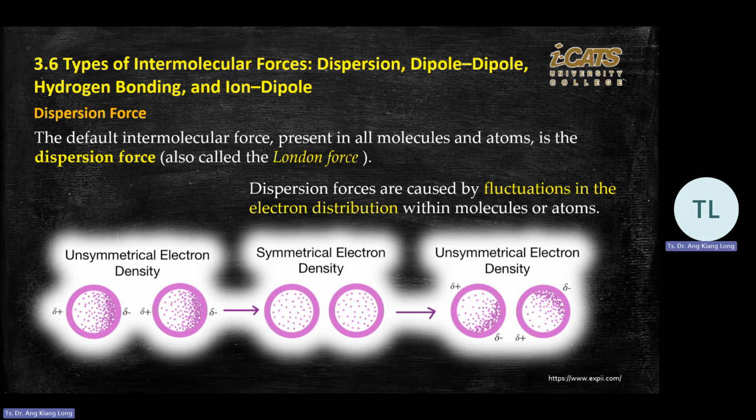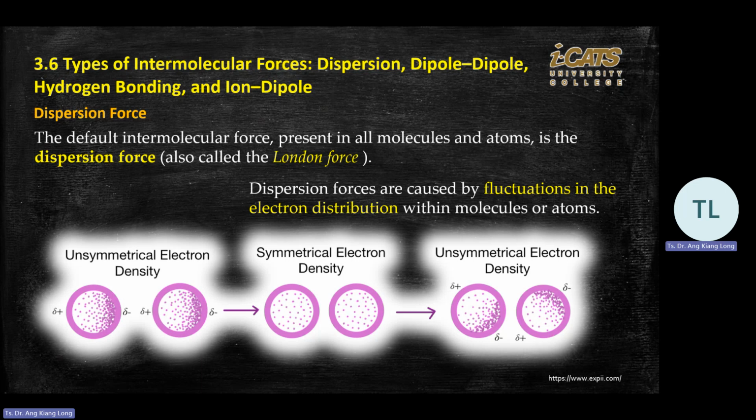Delta sign means partial differential, a small difference of charges. So delta negative means that side has a lot of electrons. If there are more electrons on the right-hand side, then the other side of the molecule will become the positive side.